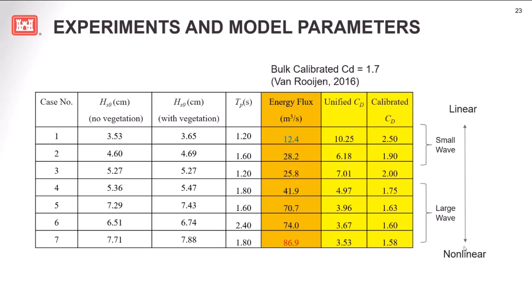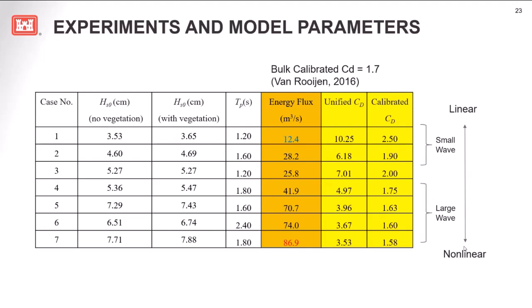So here are the experiment and model parameters. As case number increases, so does the significant wave height, energy flux, and nonlinearity of the waves. Significant wave height varies from 3.5 to 8 centimeters. Peak period varies from 1.2 to 2.4 seconds.